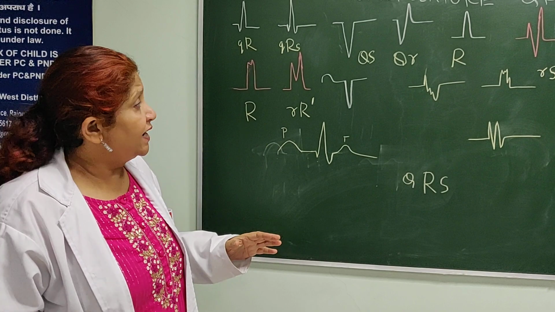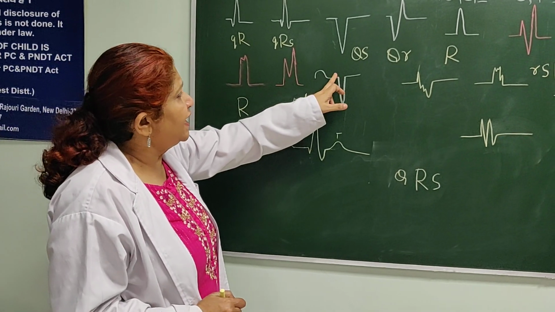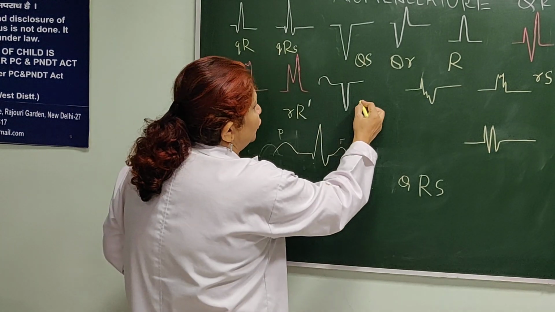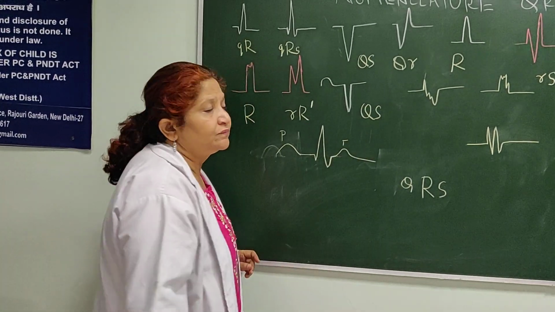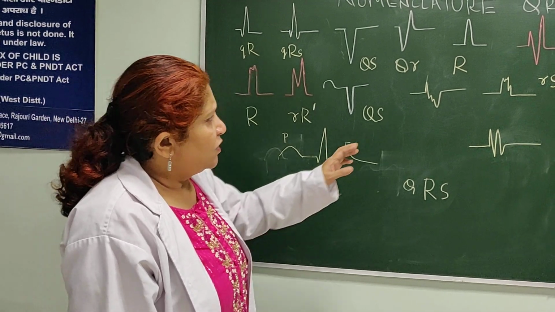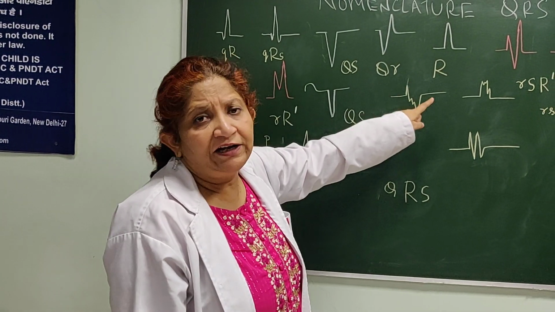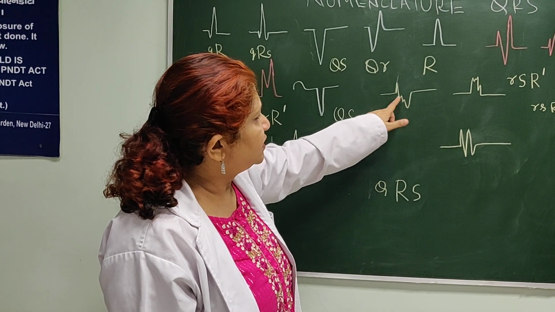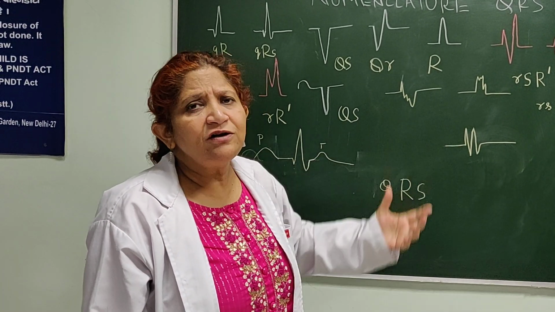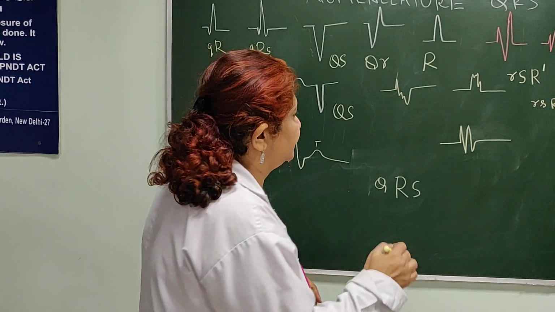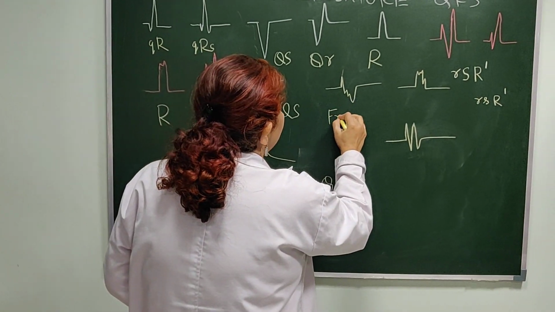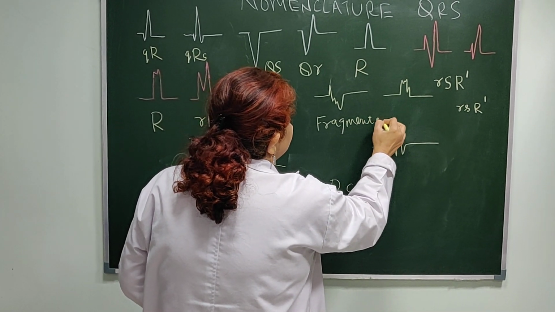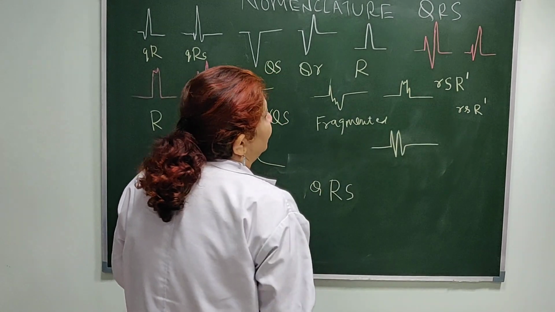RR prime. Right. Now here you see again this is a total negative complex. So it is just total negative, it will be QS complex. Right. Now here see there is no defined criteria here. There are little bit of notching kind of thing. This is a small R wave but the notching kind of thing. So these are called fragmented QRS. Fragmented QRS. We really can't name them properly. Right. So this is again an example of fragmented QRS.